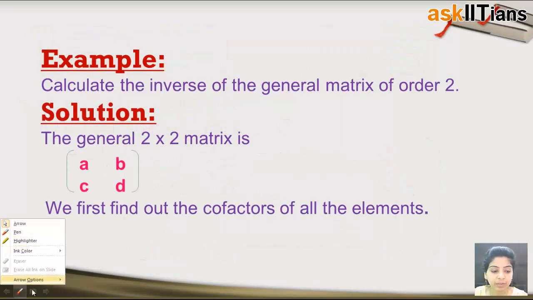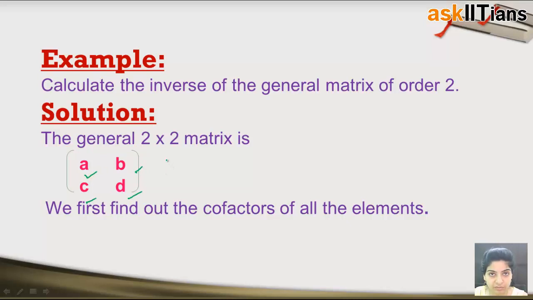Now I have an example in this context. The example says calculate the inverse of the general matrix of order 2. So the general matrix of order 2 I take is A, B, C, D. You are to calculate the inverse. So we first find out the cofactors of all the elements.